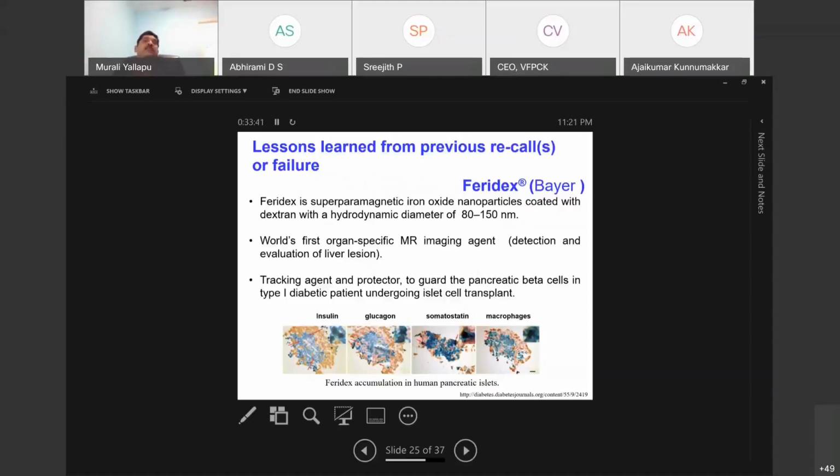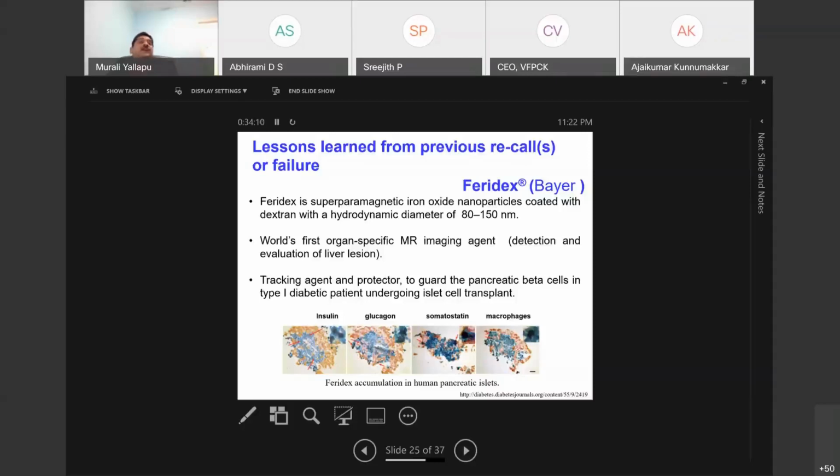Whereas there are some failure stories that also exist. You might think that all nanoparticle formulations are always great and will give you a better outcome. It's not necessarily so: the first FDA approved Feridex formulation, aimed for liver imaging, was recalled because of a stability issue over a period of time.